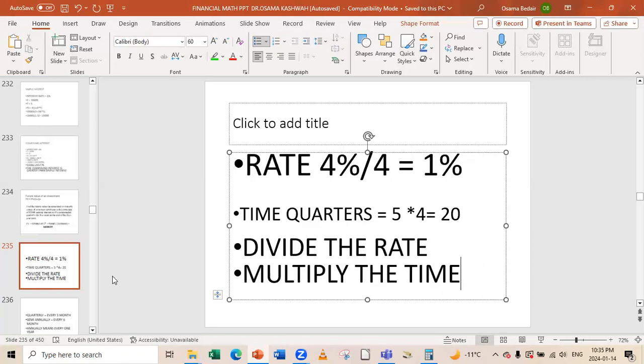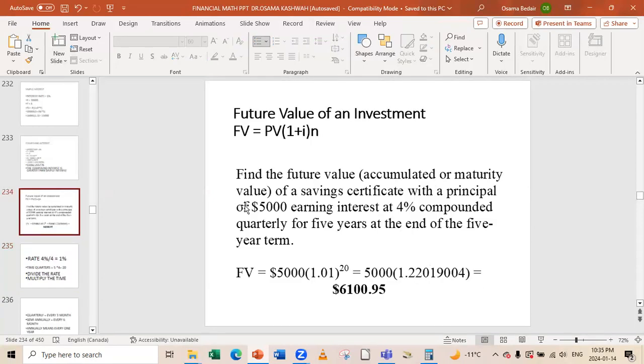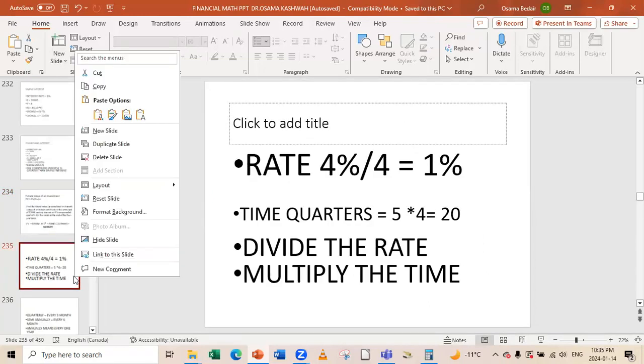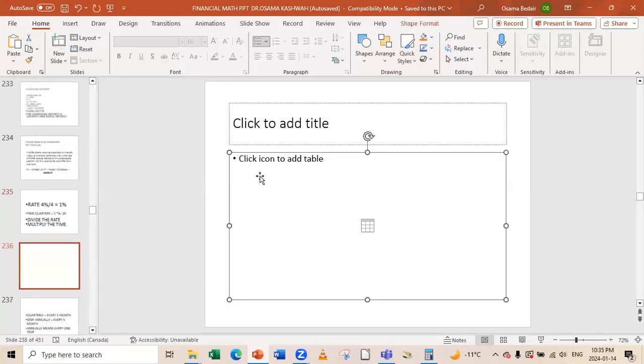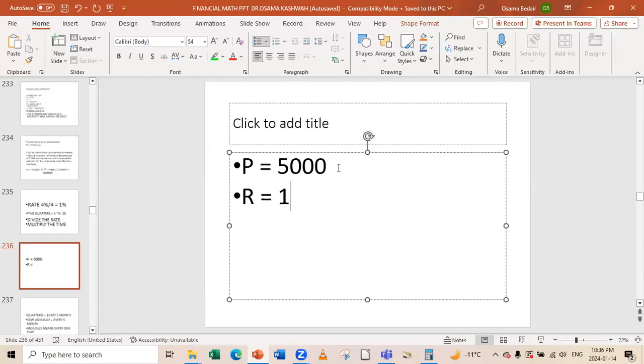So now, how much is the amount? Let's go to the example again. Find the future value, accumulated or maturity value, meaning in the future, for a saving certificate with a principal of 5,000. So here we have P, the principal, equal to 5,000. The R, or the rate of interest, equals 1%, after we convert it. And the time equals 20 quarters. So change everything into quarters now.